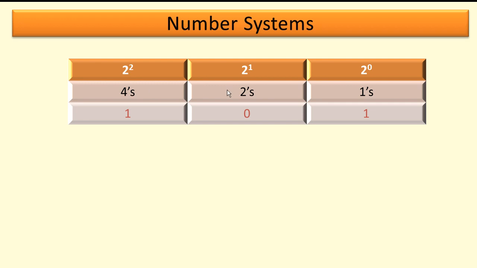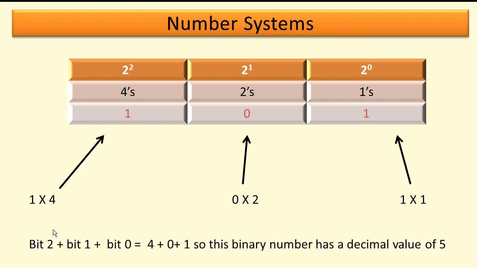So if we wanted to represent this as a decimal number, we could start at the left side and say this has a value of 1 times 4, this has a value of 0 times 2, and this has a value of 1 times 1. So if we add up the bits, bit 2, bit 1, and bit 0, we get 4 plus 0 plus 1. So this binary number would have a decimal value of 5.